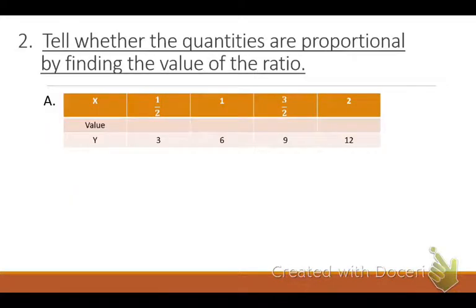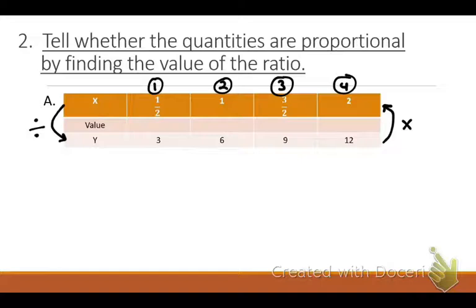All right, section number 2 says to tell whether the quantities are proportional by finding the value of the ratio. So let's remind ourselves, we did this in 5.1 and 2. If I'm going from the top down to the bottom, do I multiply or divide? Divide, and then just as a reminder, if I'm going from the bottom to the top, then I have to multiply. All right, so we are finding 4 different scenarios here. So if you would, just label it 1, 2, 3, and 4 on top of your table.